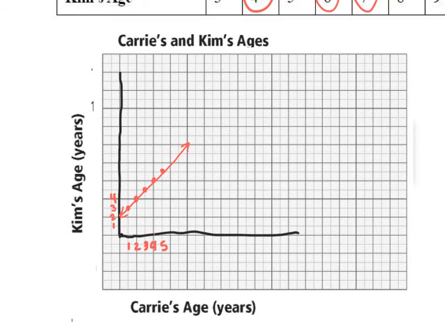As you can see, there's a pattern. So if we were to extend this line going on for a long time, we could find out, let's say 1, 2, 3, 4, 5, 6, 7, 8, 9, 10, 11, 12, 13, 14, 15. When Carrie's 15, how old is Kim? 1, 2, 3, 4, 5, 6, 7, 8, 9, 10, 11, 12, 13, 14, 15, 16. Kim should be 17. Absolutely. Because remember, Kim is always 2 years older than Carrie. So this point, which is 15, 17, is correct.